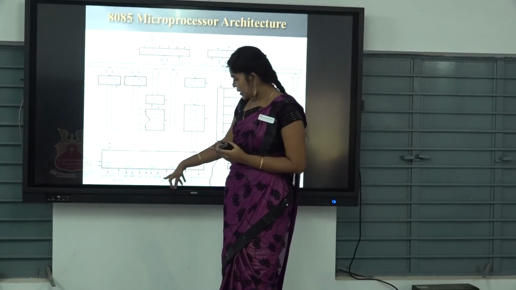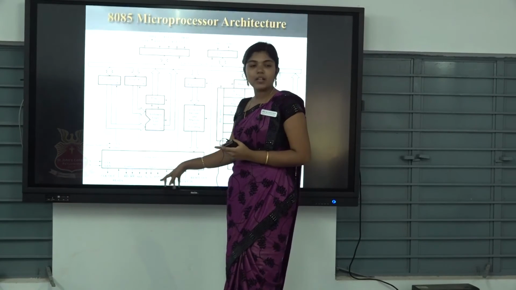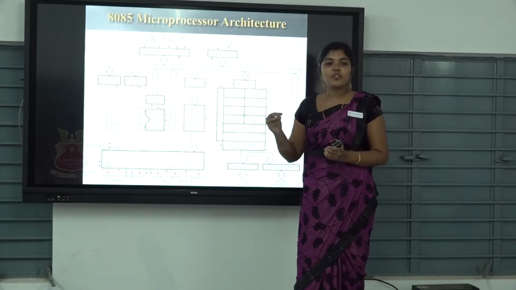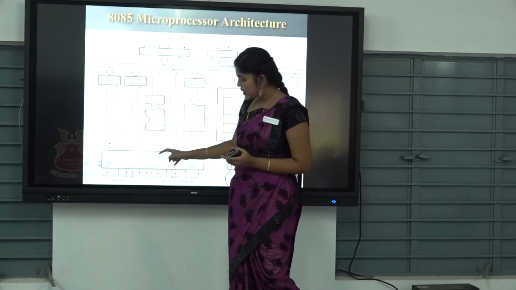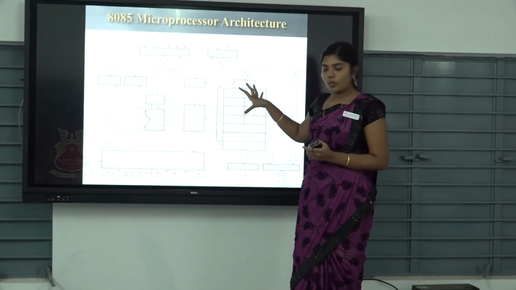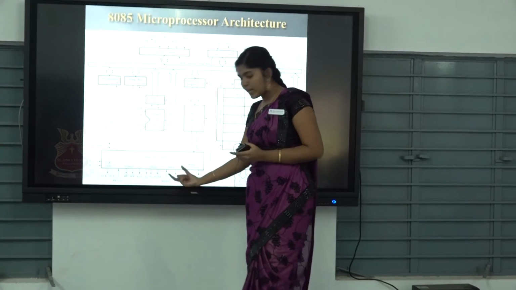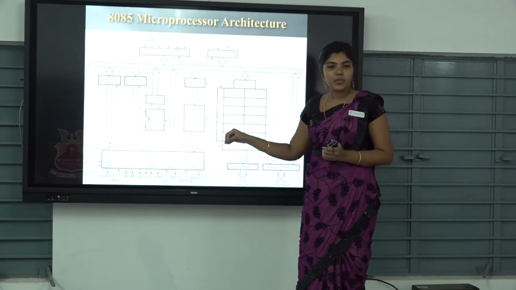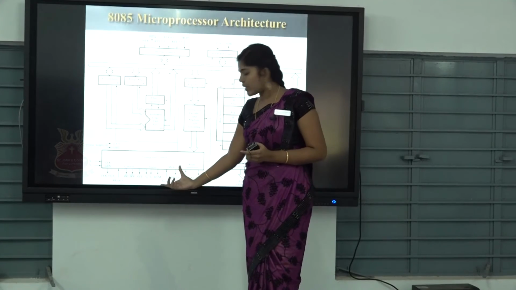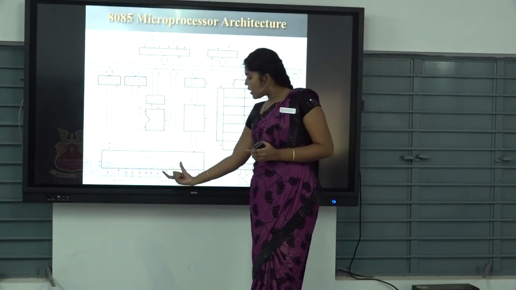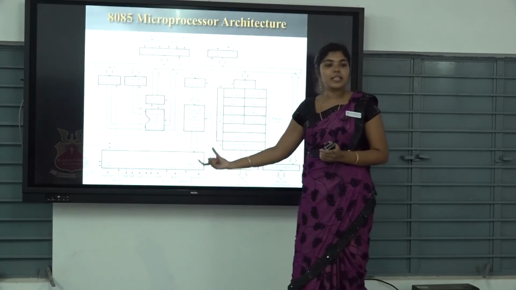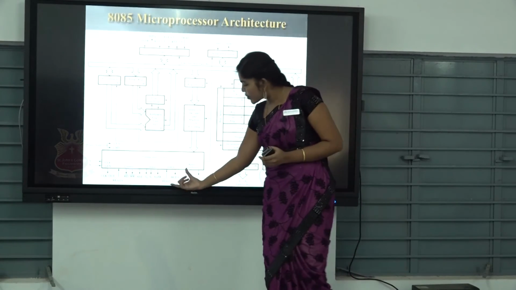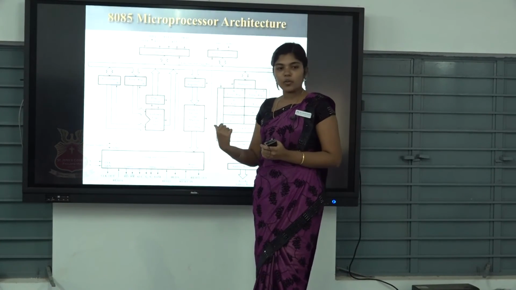Next, the status signals are there: S0, S1, IO. The status signals indicate when data is to be read or written. These are the status signals of the 8085 microprocessor. Next one is HOLD and HLDA. These two signals are activated by an external key. These two signals are used for DMA, that is direct memory access. That purpose only, it will be used in the 8085 microprocessor.